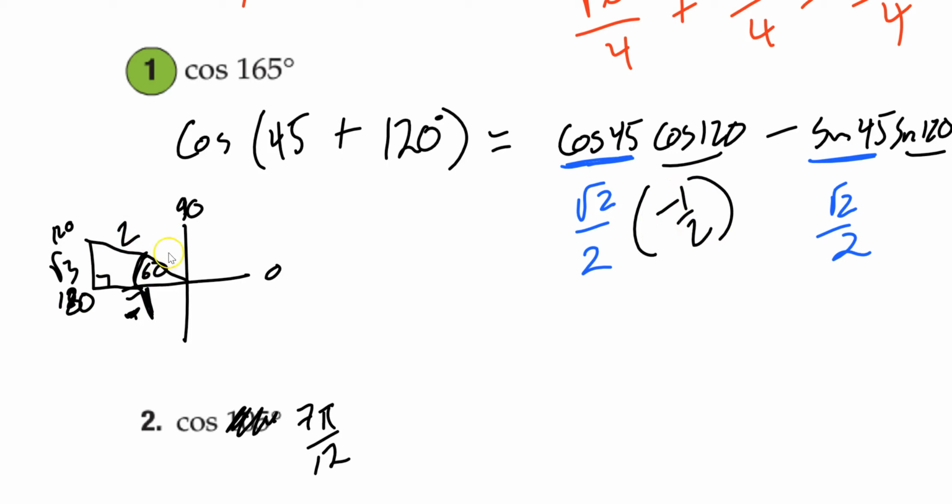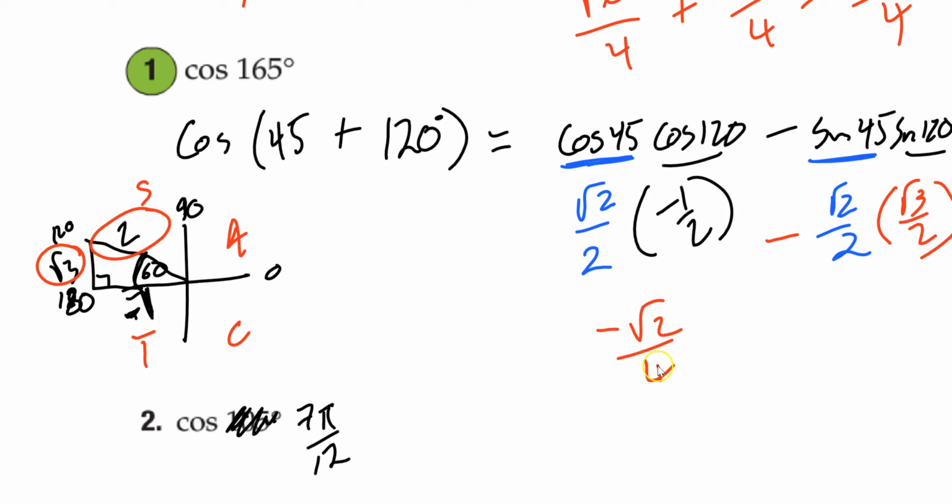Right, if you're doing a table, you look at the 60. Cosine 60 is 1 over 2. Don't forget to make sure you're using the right sign, positive or negative. All students take calculus. So in quadrant 2, my cosine should be negative, my sine should be positive. Sine of 120, opposite over hypotenuse, rad 3 over 2. Do a little mathematics, negative rad 2 over 4 minus rad 6 over 4, and I get negative rad 2 minus rad 6 over 4.